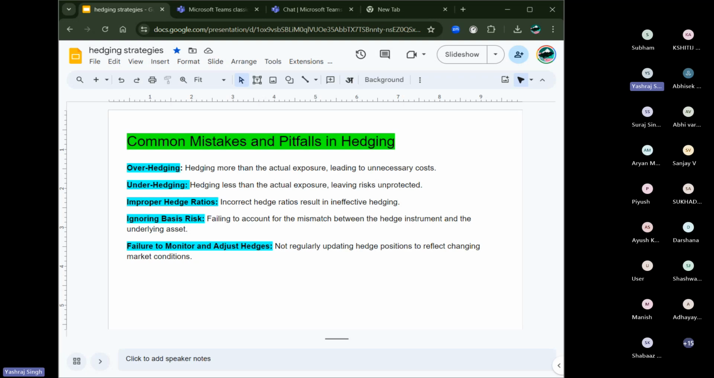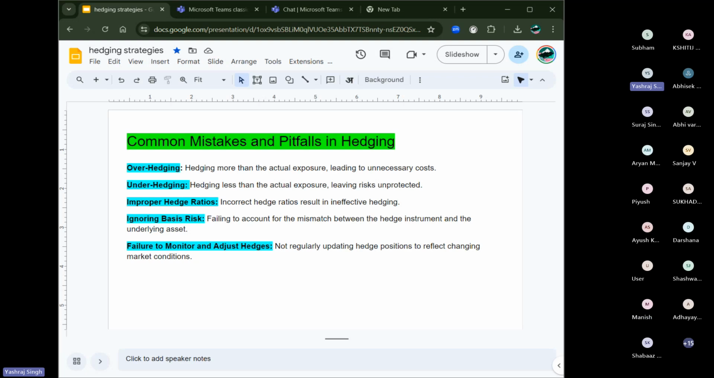Hedging is all that we can think of when it comes to mitigating our risks. But there are a few risks, or mistakes and pitfalls, involved in hedging, right? Over hedging is one of them. Let's say the only thing you have as an exposure in the markets is a 55 rupee position, and you are buying like 100 shares. Then you are over hedging that position, right?